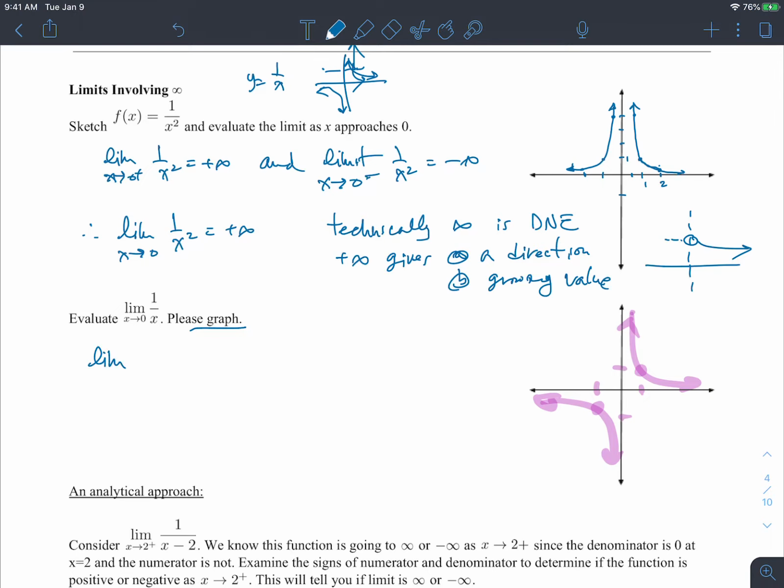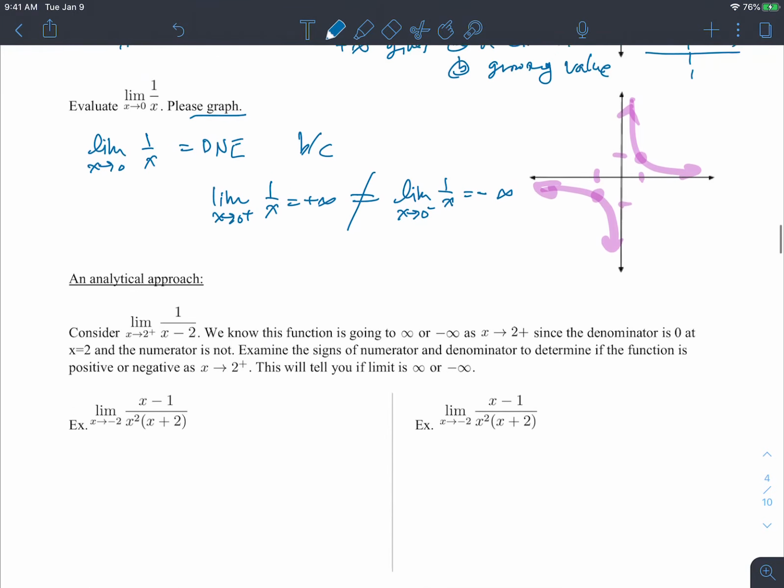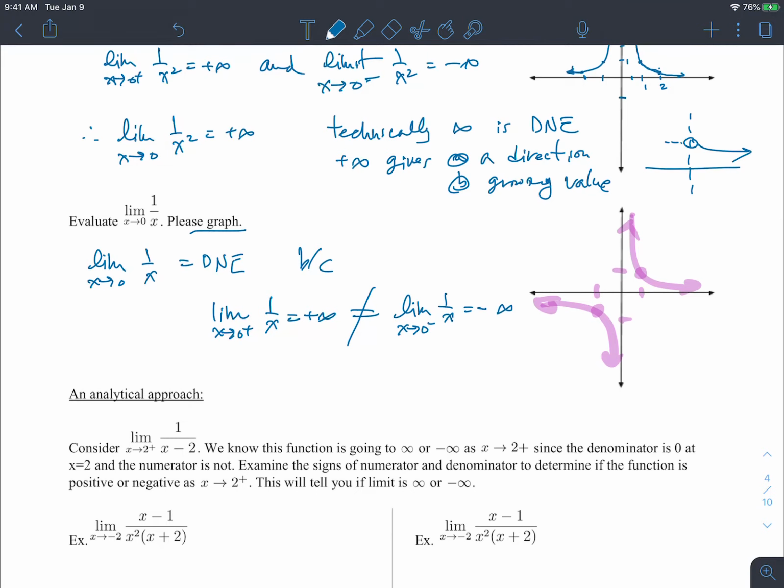We could say that the limit as x approaches 0 of 1 over x is DNE. It does not exist because the limit as x approaches 0 from the positive side of 1 over x is positive infinity, which is different from the limit as x approaches 0 from the negative side of 1 over x, which is negative infinity. Okay? All right, guys, let's slide forward.